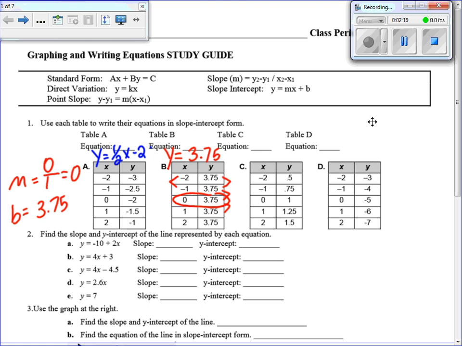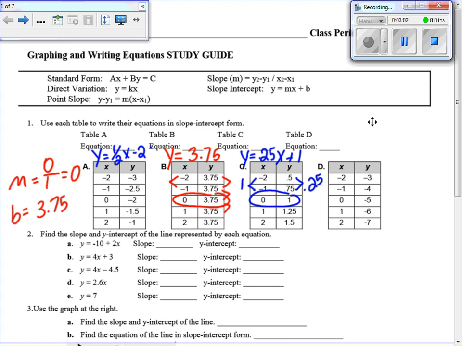Looking at table C, again, we need the slope and we need the y-intercept. On this one, we're not able to avoid the decimal part, so we're just going to be okay with having a decimal as our answer. We want to find our change in y's. From 0.5 to 0.75 would be an increase of 0.25. Our change in x's would be increasing by 1. So we see that we have a slope of 0.25, or 1/4. And then our y-intercept here is at 1, so y equals 0.25x plus 1.